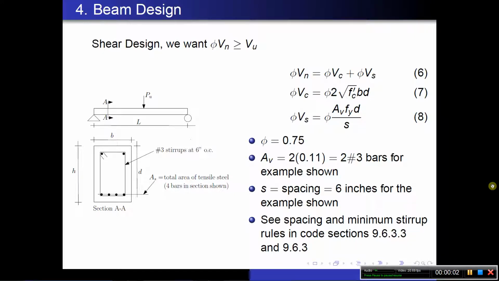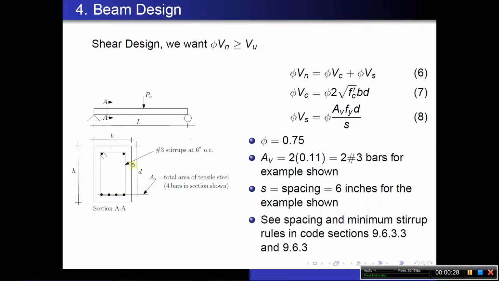Now, another part of beam design that we have to consider is shear design. In this situation, we want our nominal factored shear resistance to be greater than or equal to our factored shear, the factored load of shear through the cross-section of the beam.